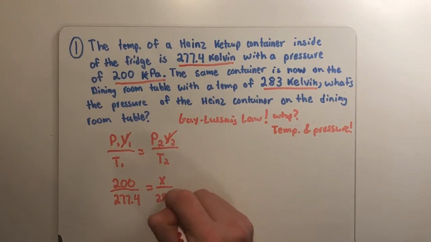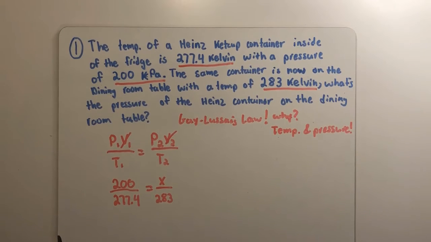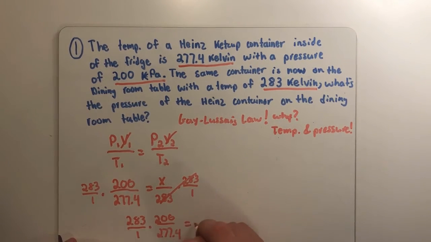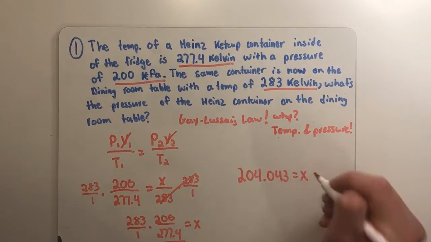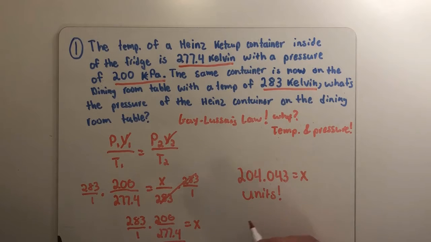My P1 is going to be the first pressure, which is 200 kPa, over 277.4 Kelvin. And then that is going to be equal to X, because we don't have the second pressure, which is what we're trying to find, over 283 Kelvin. I multiply the equation by 283 on both sides to get X secluded on one side. So I have 283 over 1 times 200 over 277.4 equals x. I calculate it and get 204.043. To add my units, my answer is 204.043 kilopascals.